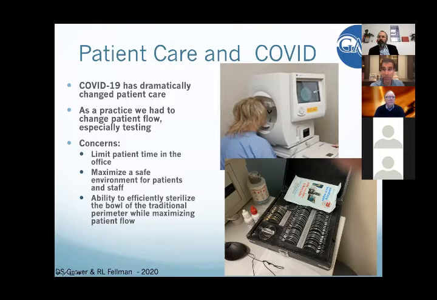So we initially put a complete stop to visual fields, Humphrey visual fields, and then we slowly started integrating it back. But we knew, based on the clinic volume that we had, that this was not going to work. Gone are the days where a patient can stick their head in a bowl, and then 2 minutes later, another patient sticks their head in the same bowl.